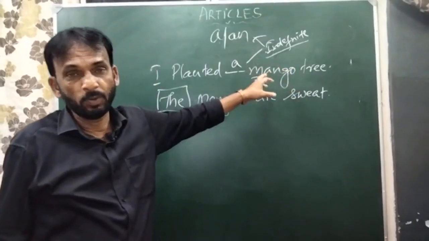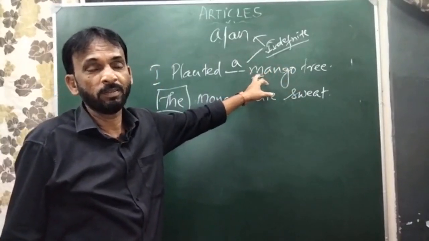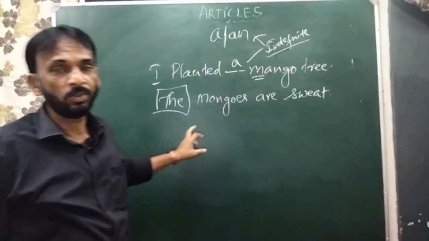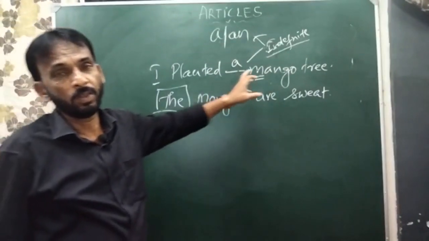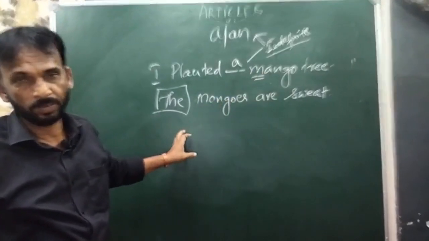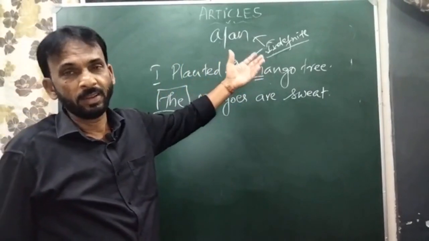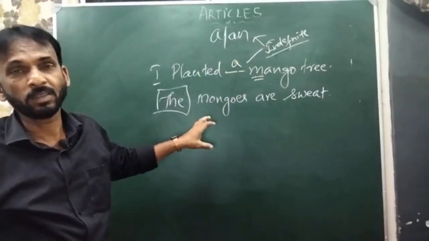Before that, in the first information when I introduced it, the reader didn't know about this. Now he is aware of it, so I use the specific one. Like this, we have to use a and an, and the when it is definite.